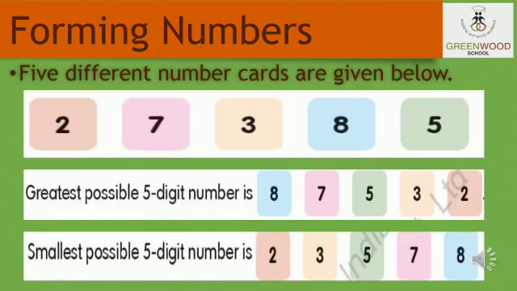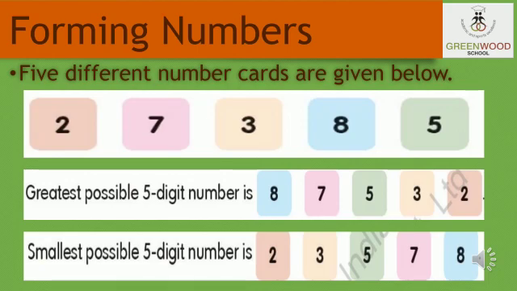Topic: Forming numbers. We have already learned about the ascending and descending order of numbers. Now we will be using the same principles to form numbers from given numbers. Let us take an example here. 5 different number cards are given here: 2, 7, 3, 8, 5.